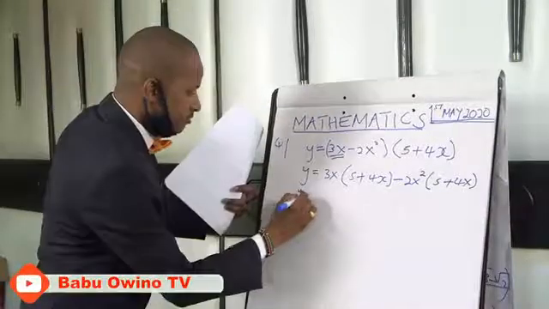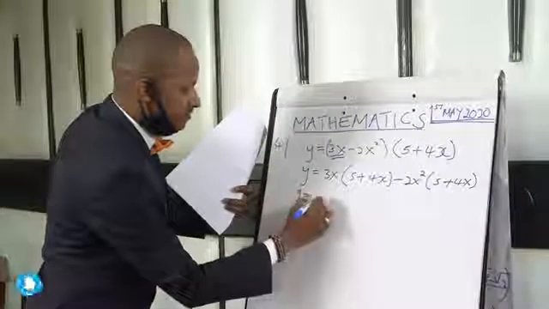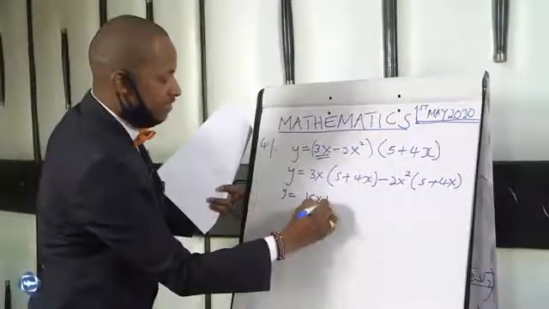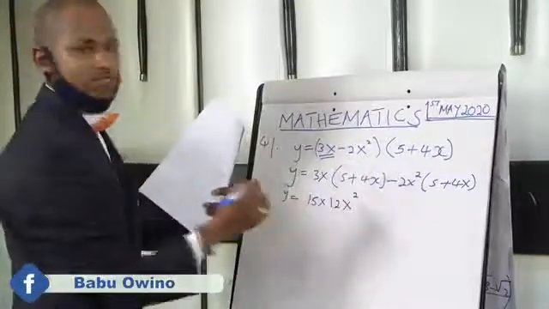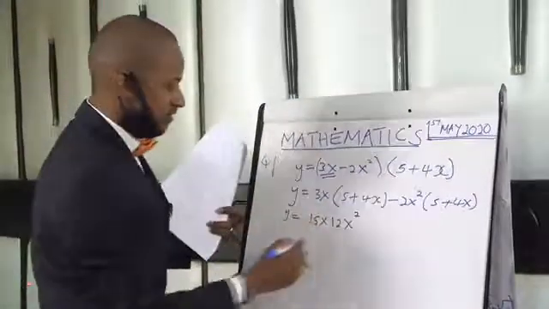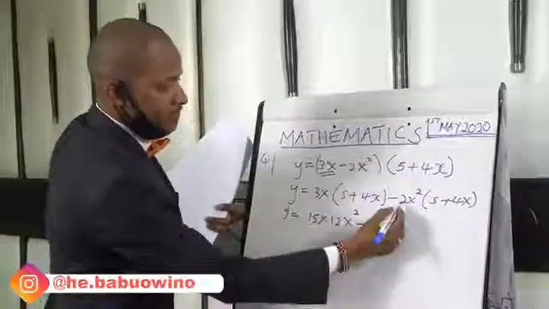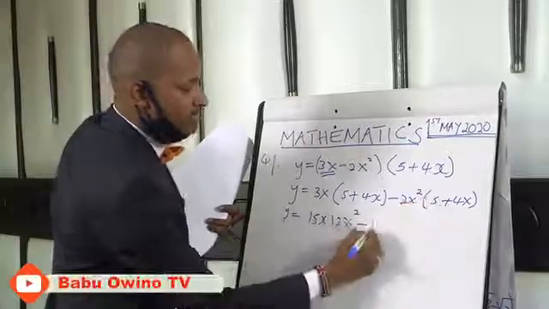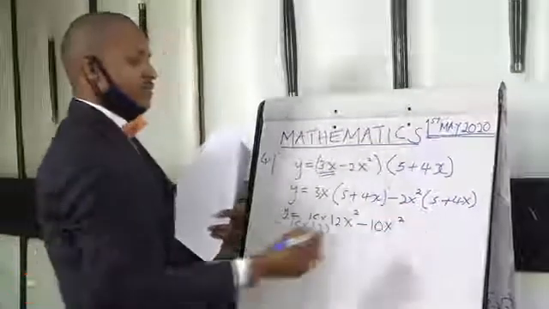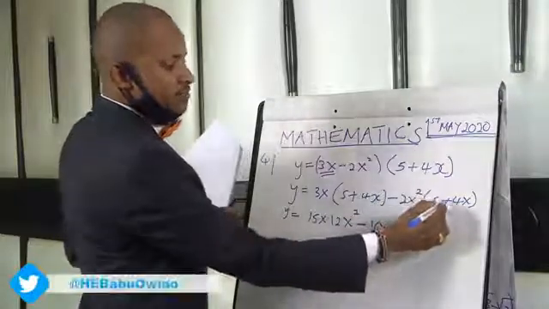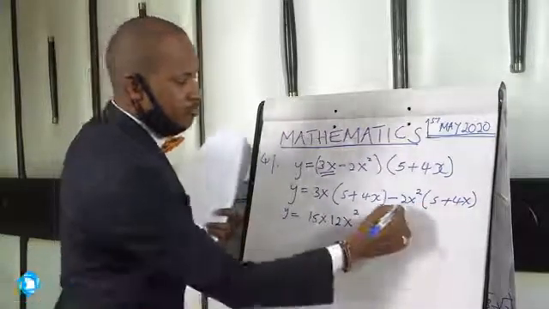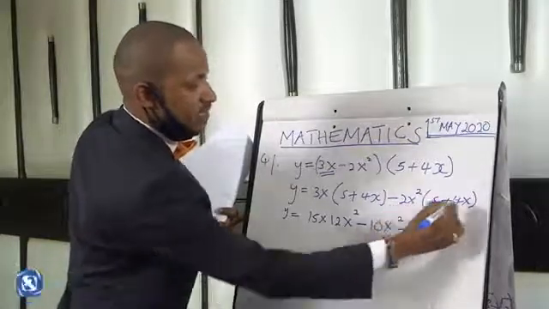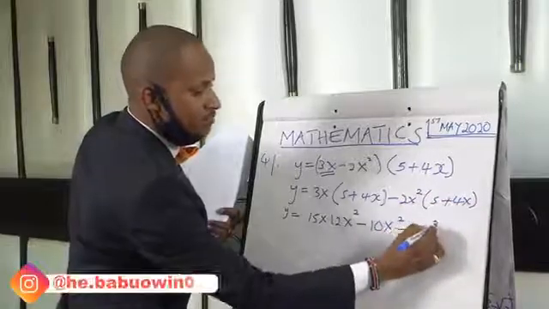Then we expand it. y is equal to 3x times 5 is 15x. 3x times 4x, we get 12x squared, since x times x is x squared and 3 times 4 is 12. That's 12x squared. Minus 2x squared times 5 is minus 10x squared. Then minus 2x squared times plus 4x, we get 2 times 4 is 8, that is minus 8, then x squared times x is x cubed.